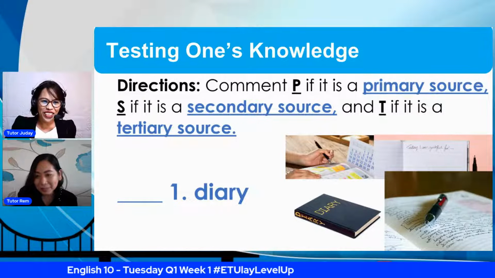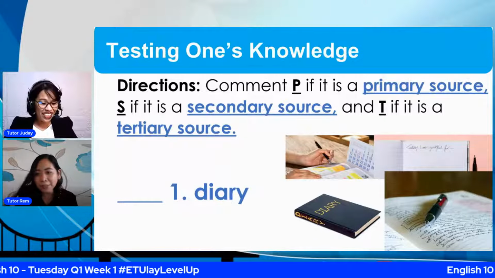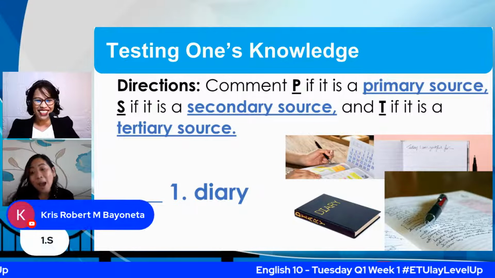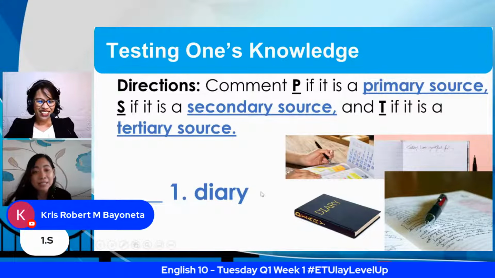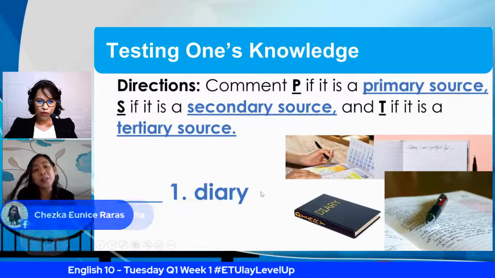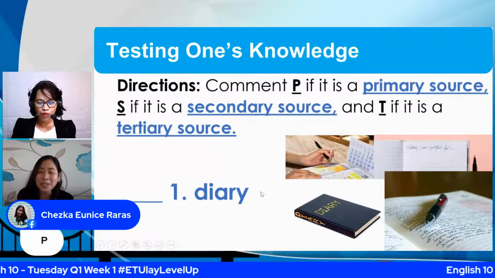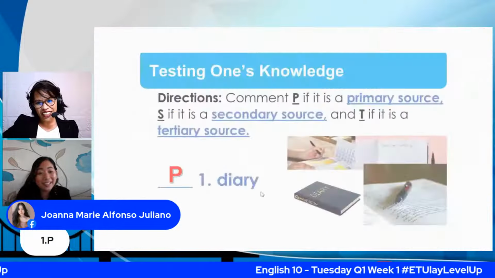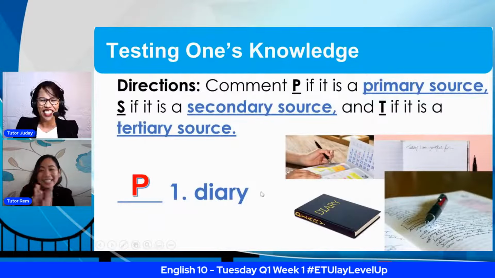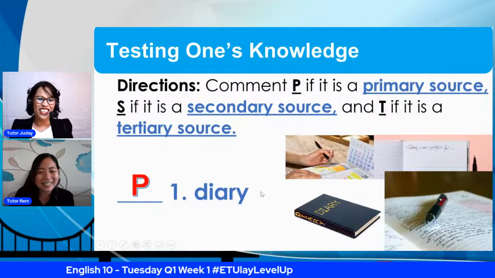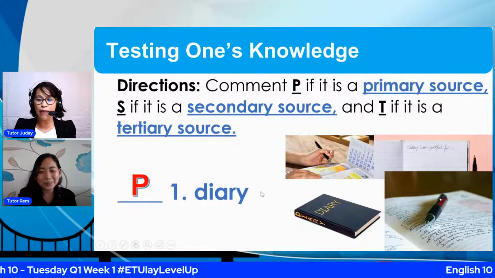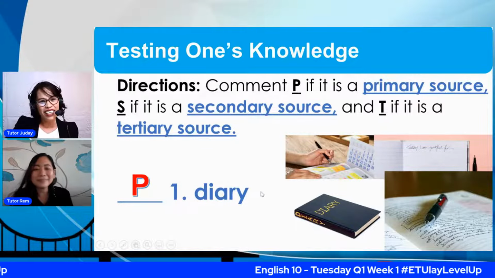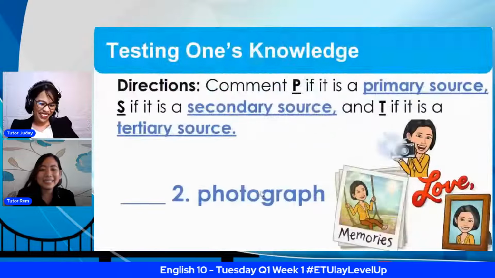Wow. We have lots of answers. Let me read to you what one thinks is the correct answer. I think only one missed the correct answer, but the rest who shared their answers commented P as their answer for number one. Correct or wrong? Correct. Congratulations! Diary is an example of a primary source because it's first hand. Let's go to number two.